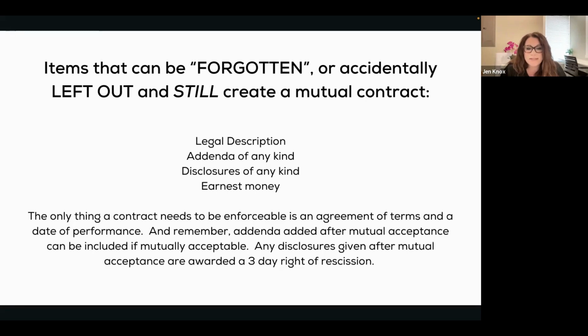So remember, addenda added after mutual acceptance can be included if it's mutually acceptable. Any disclosures given after mutual acceptance are awarded a 3-day right of rescission. Most common one for this is Form 17. A 22J would be a good example of this too. If the lead-based paint disclosure is not signed around at mutual acceptance and it's given to the buyer afterwards, they do retain a 3-day right of rescission to make sure that they're okay with the fact that the home may have lead-based paint.